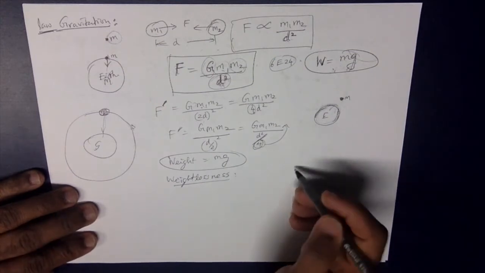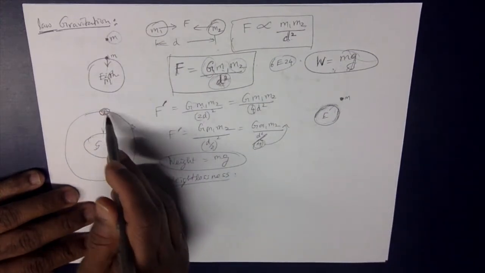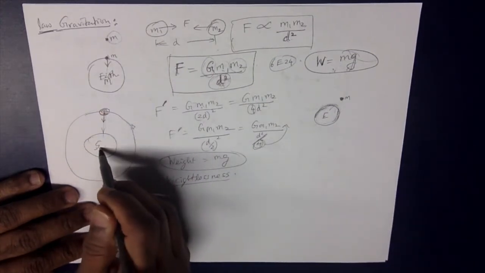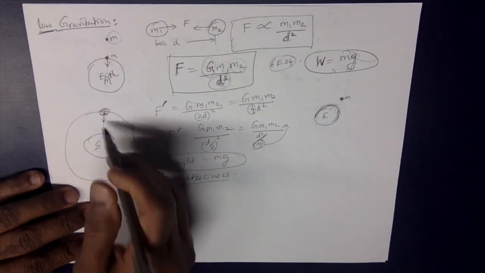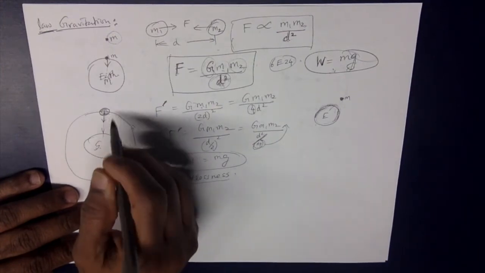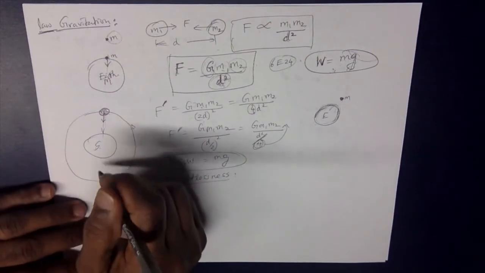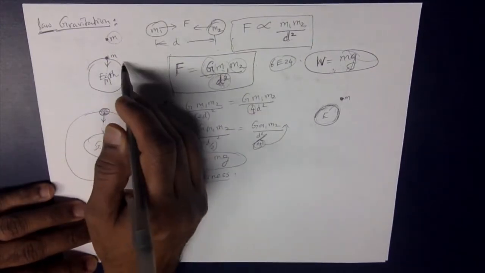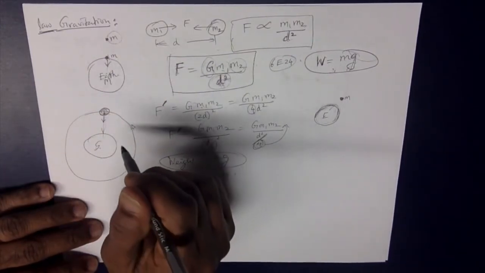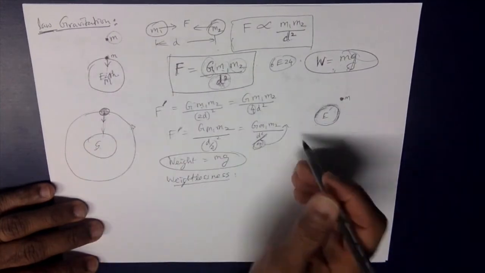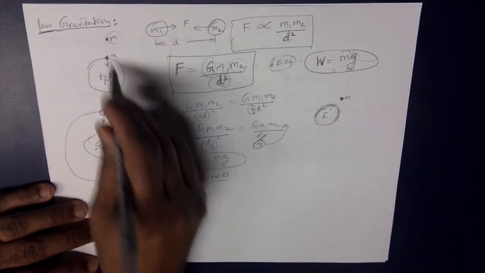Only one force. So the earth is going to experience only one force when the sun is pulling it. And therefore the earth is in that same situation. Whereas we are not going to experience weightlessness because we are touching the ground and the ground is pushing us up as well.